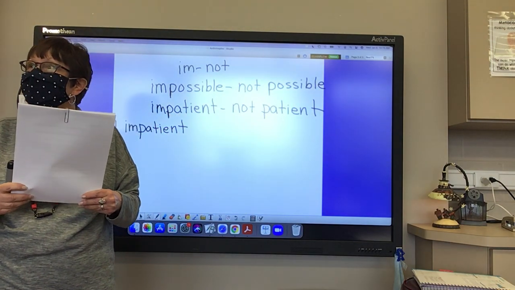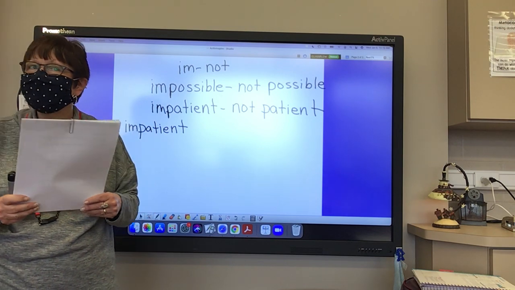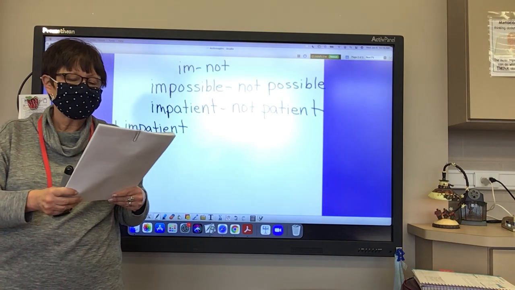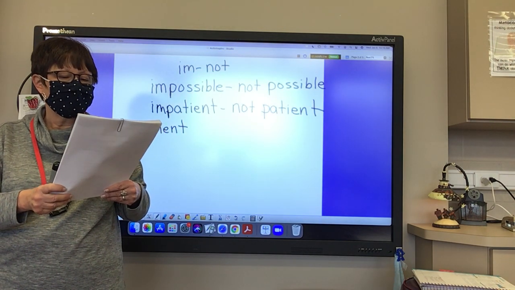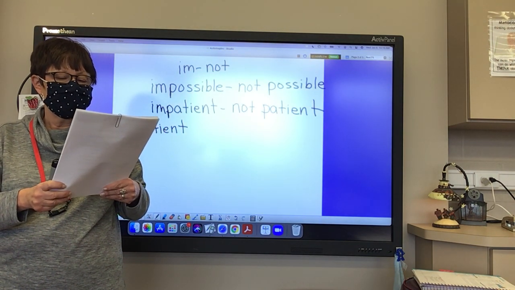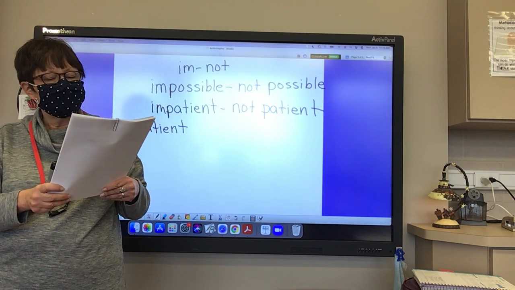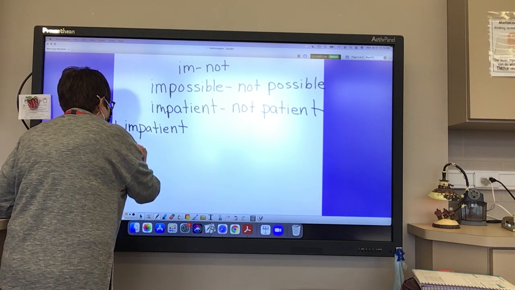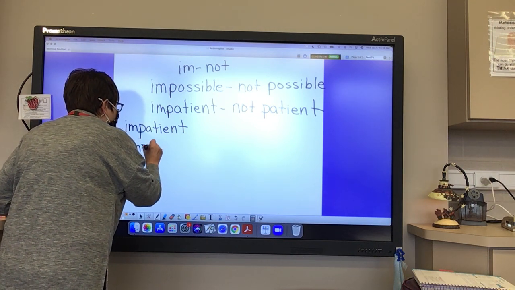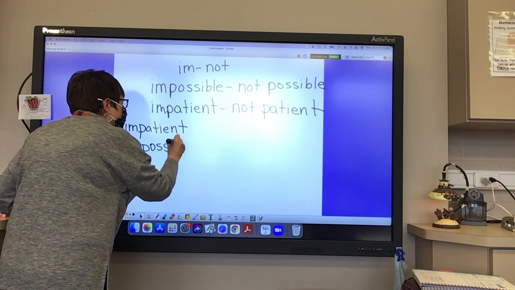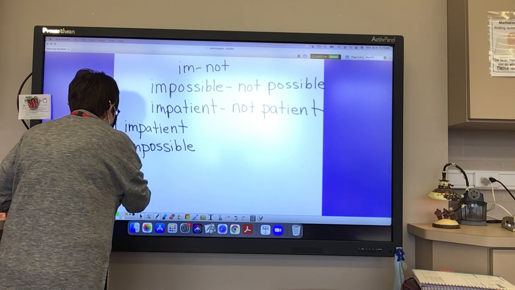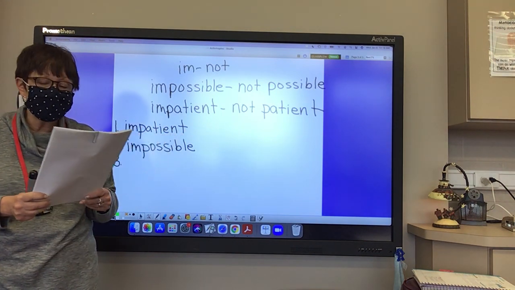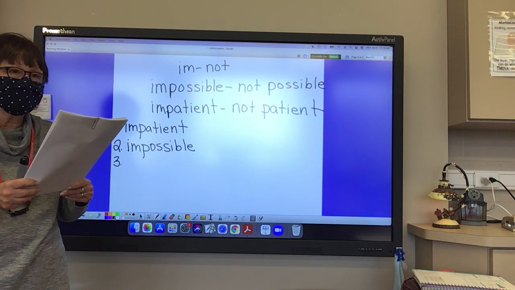Let's keep reading. Who'd like to keep going? Clark. Amos tried to hurry, but it was going to get chores done faster. Impossible. Im goes in front of the word possible. It is not possible. Amos tried to hurry, but it was impossible to get his chores done any faster.